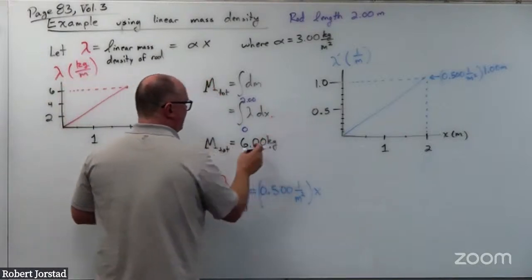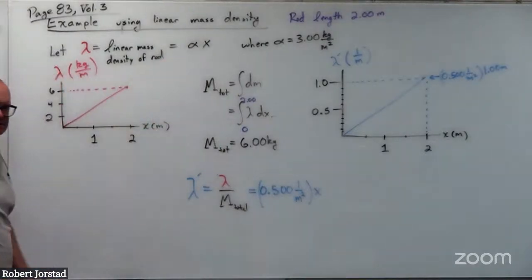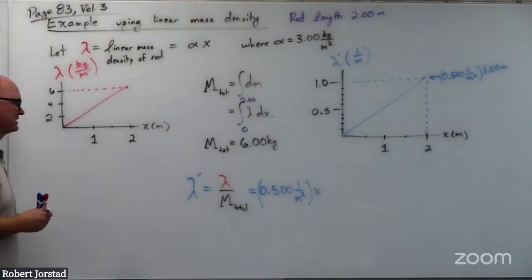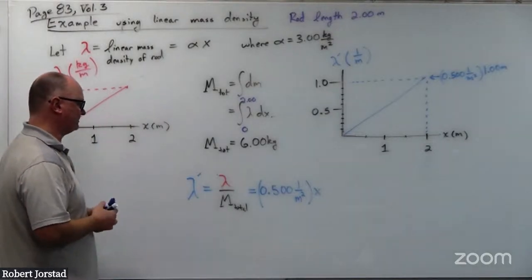So this 6 comes from the integral. This 6 came from just plugging in the values. They aren't necessarily the same. It's kind of a coincidence in this case. If I'd used 3 meters, we wouldn't expect these things to match up.